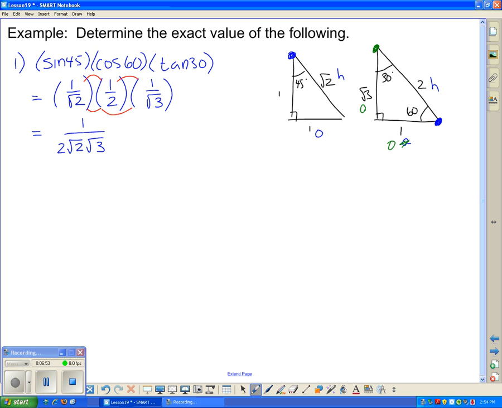Okay, exact value means no calculator. So whenever you see exact value, you know you're going to have no decimals in your answer, and you're just going to leave it like that. One more quick example then.